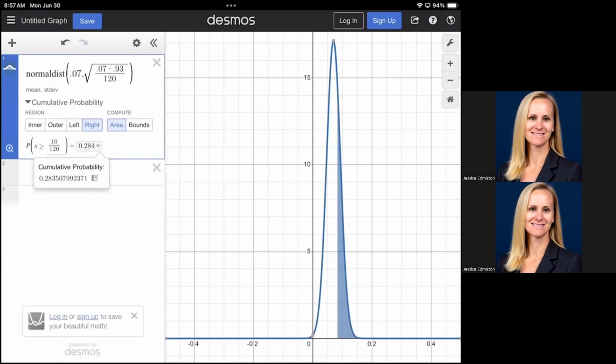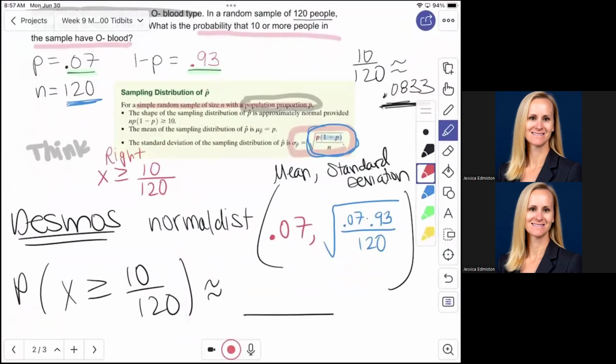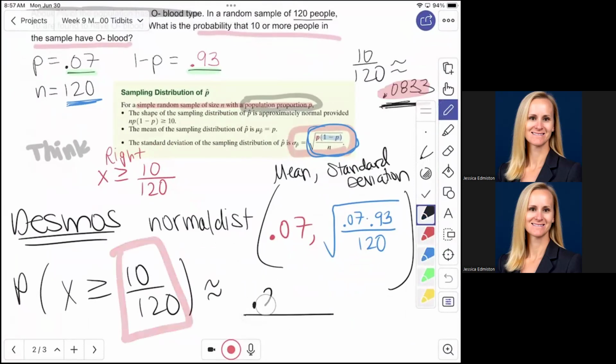And if I click on it, it actually shows me that decimal even farther. All right, so I'm going to round to the nearest thousandth, so 3 decimal places. So approximately 0.284 for me. And so you have a question quite similar. And so there is basically a 28% probability that 10 or more people will have O negative blood. All right, let's try another question.